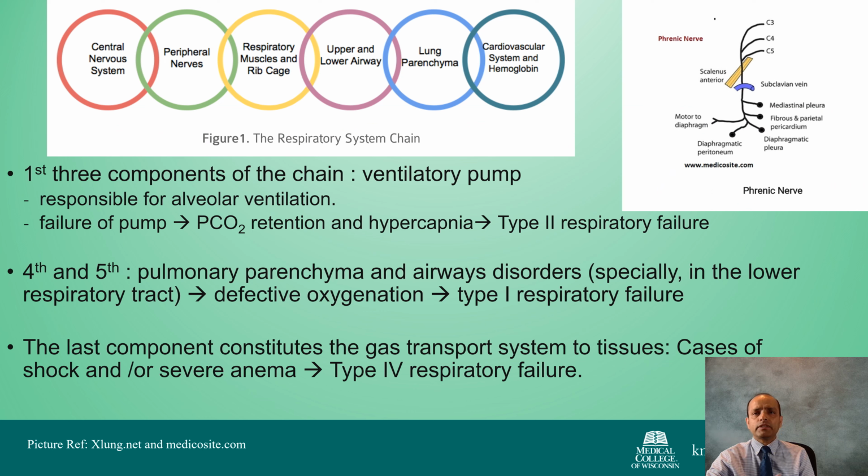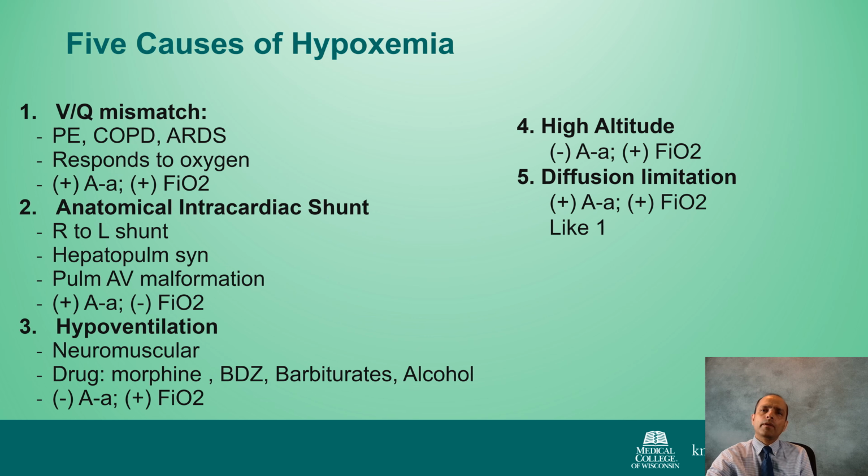So the first three components are the ventilatory pump, and then the fourth and fifth basically give type 1 respiratory failure. And remember, the last component, that is the cardiovascular system and hemoglobin, constitutes the gas transport system to the tissues. In case of shock or severe anemia, type 4 respiratory failure occurs, which is contributed by this last component. So these are the 5 causes of hypoxemia.